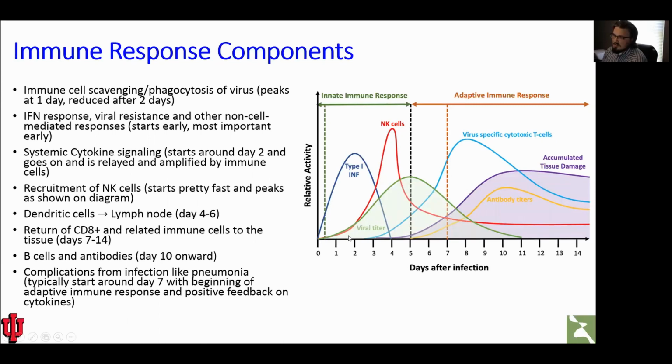Natural killer cells are recruited to a local site of infection to do early killing in the innate immune response. Dendritic cells will then leave a site of infection and travel to a lymph node and present antigen. And this induces the return of CD8+ and other T cells to a site of infection for pathogen-specific cytotoxic killing. This also induces B cell proliferation and the production of antibodies in the adaptive immune response, which eventually leads to immunity and long-term resistance to an infection.